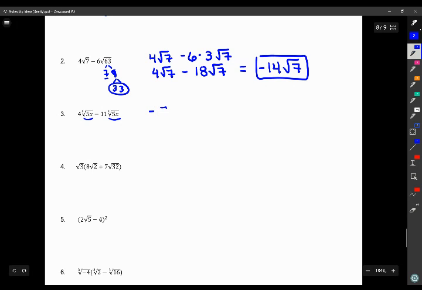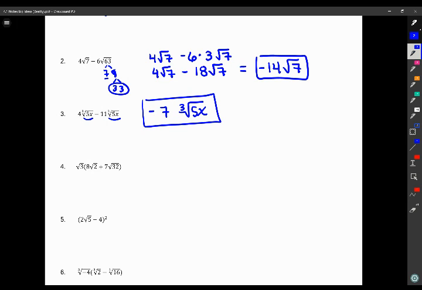Okay, so negative 7, and then it's going to be cubed root of 5x. And we don't have 3 of a kind anywhere, so we just leave it like that.